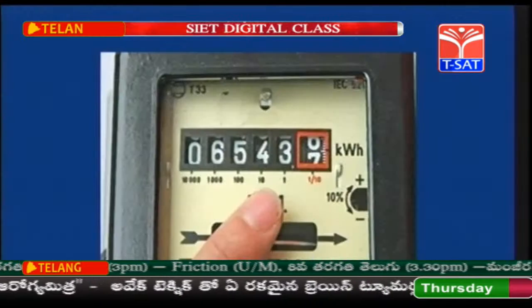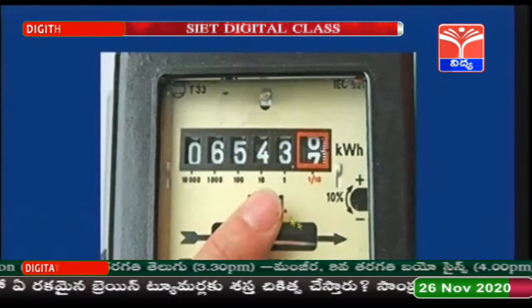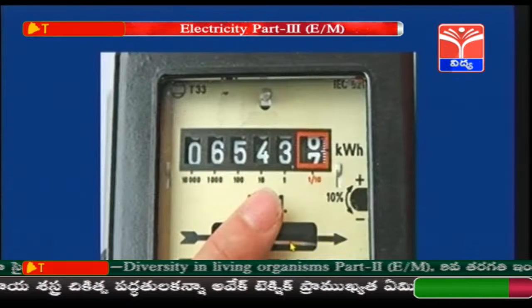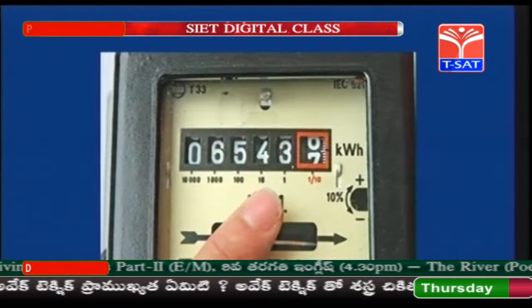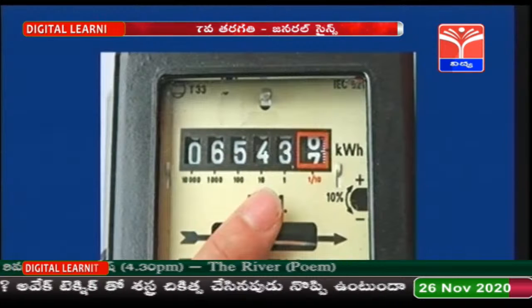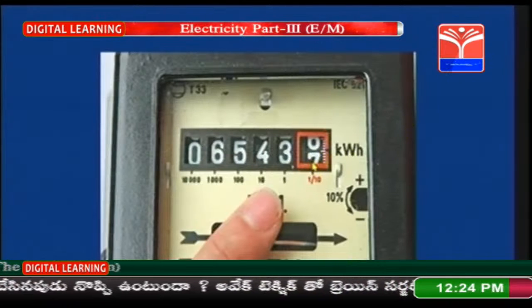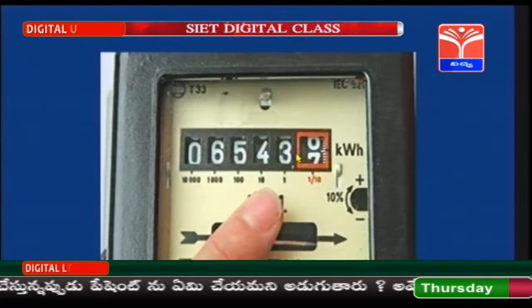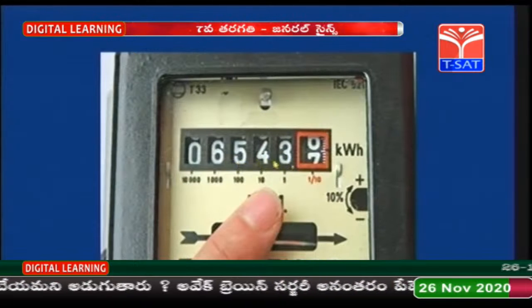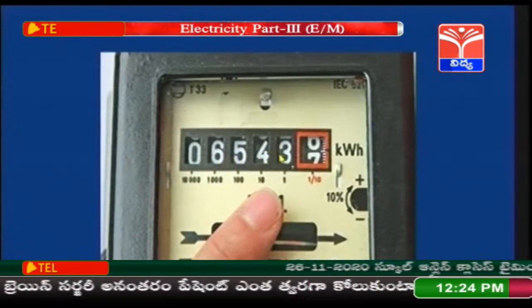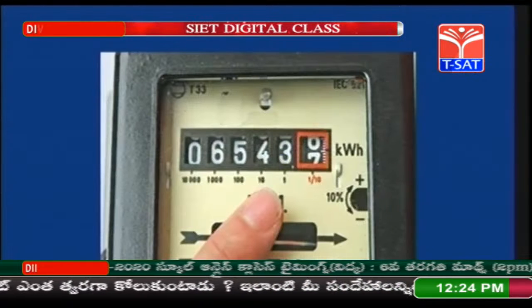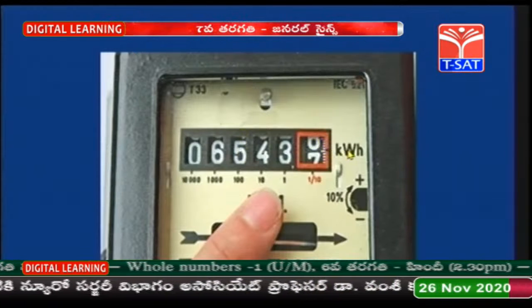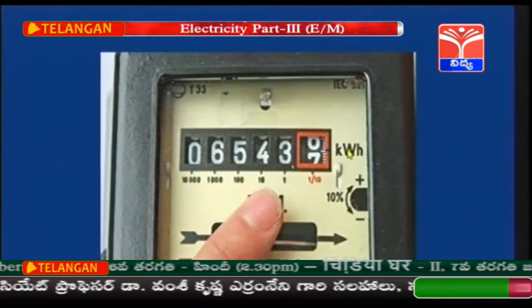Just observe this meter. It is an old type of meter. Now have you seen a wheel here? Whenever we switch on our fan or motor, what happens? This wheel moves fast. After 10 rotations, one digit will change. Now it is changing from 6 to 7. After 10 revolutions, again the number will change. Instead of 6543, it will be 6544. One unit will be charged. This is shown in kWh. We will learn what kWh is after some time.